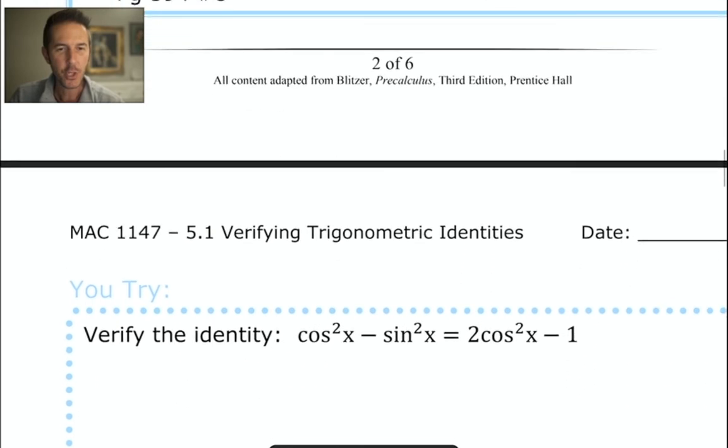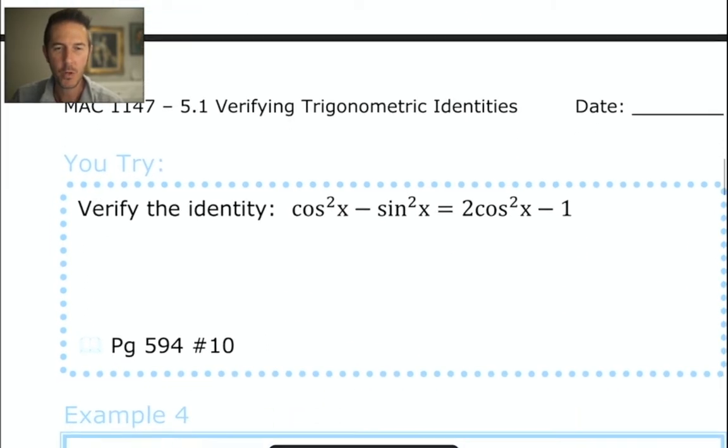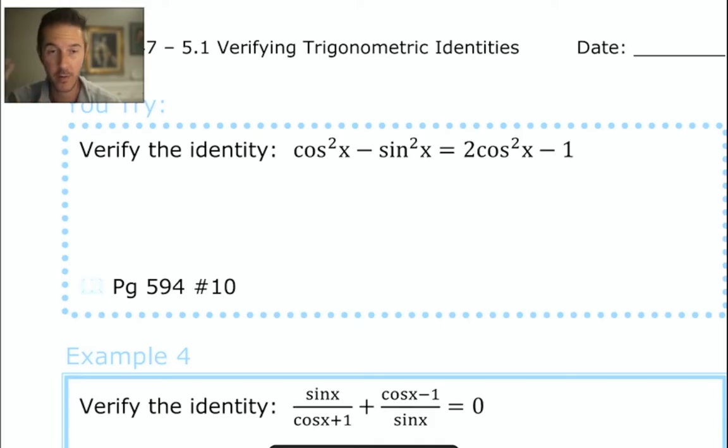And that was just page 2 of 6. Could these get more complicated? Absolutely. Could they look more complicated and not necessarily take all that much longer to solve? Also, absolutely. Such is the case in this you try it example.